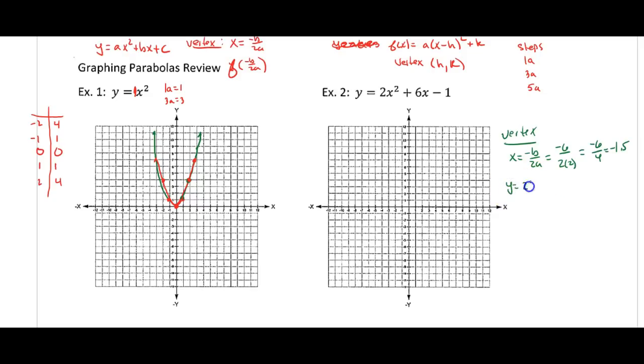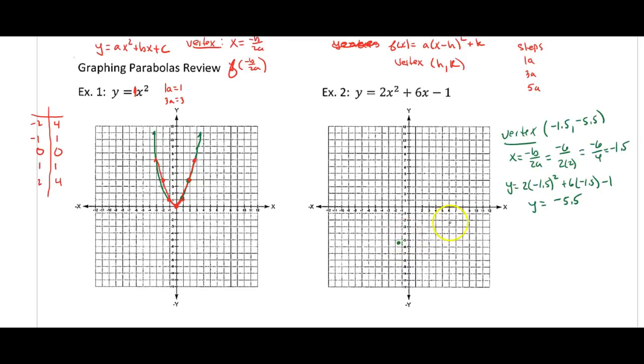So y equals 2 times -1.5 squared plus 6 times -1.5 minus 1. And when you evaluate this, you would get -5.5. So my vertex is at -1.5, comma, -5.5. So I'm going to go ahead and guesstimate where that would be. -1.5 and -5.5, which will be right about here.